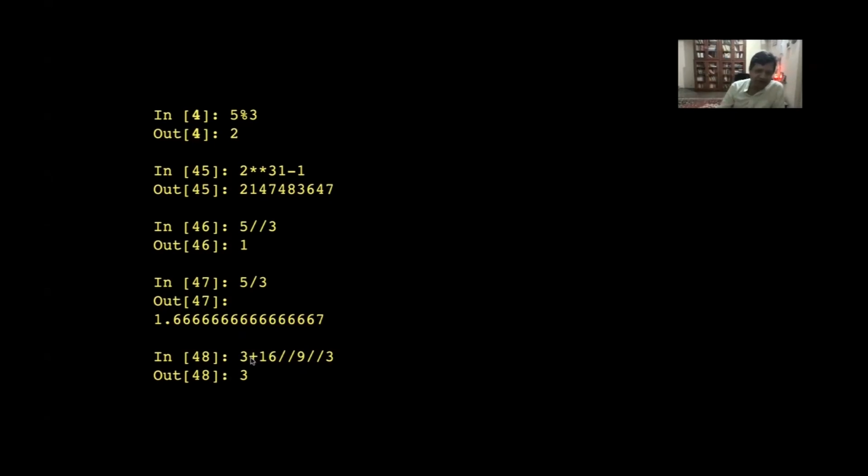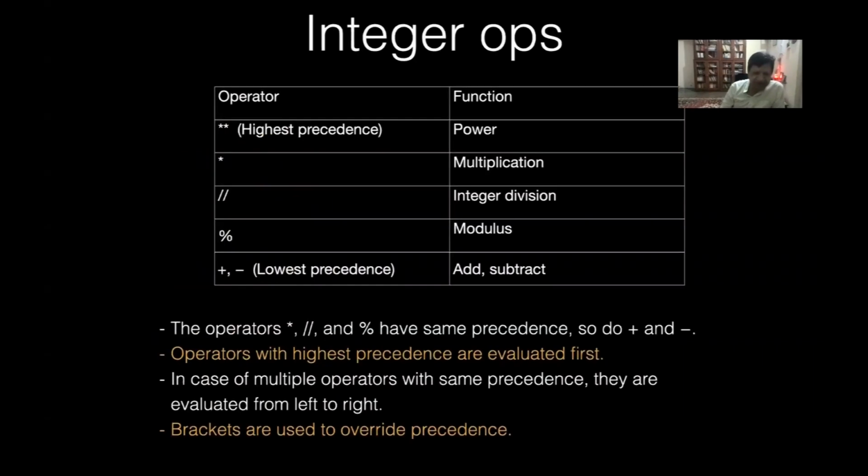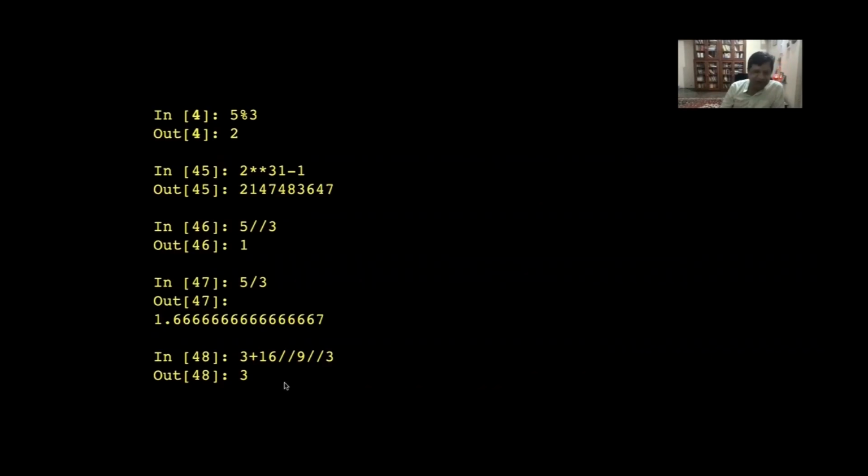So 3 plus. Now, this is higher precedence. As I said, this is higher than addition. So division is done before addition. That's why you need to know these rules. Addition will be done at the end. So 3 plus 0 will be 3. You cannot do 3 plus 16 right now, because division has higher precedence and is done first. Now this is also an illustration: 5 double slash 3 is 1, but 5 slash 3 is, as I said, 1.6 and so on.